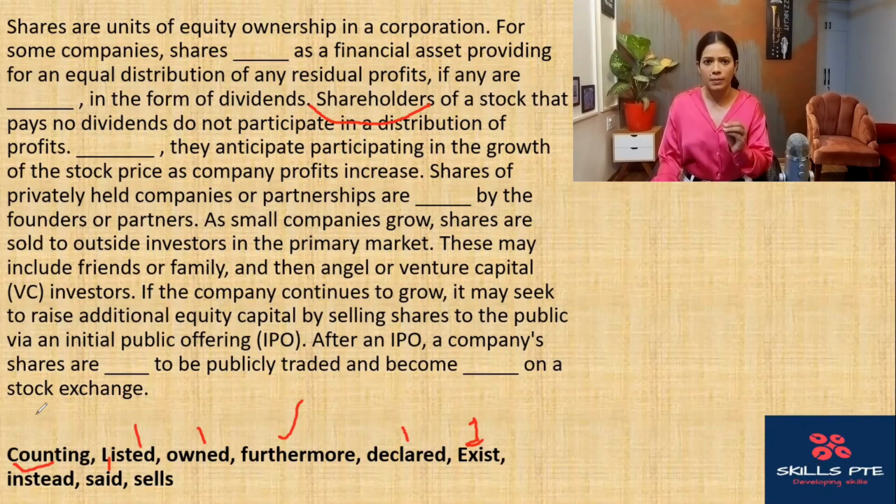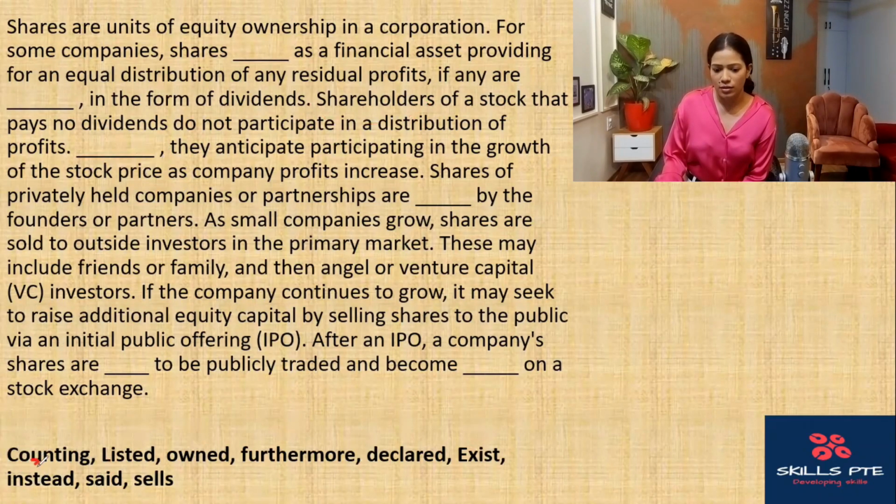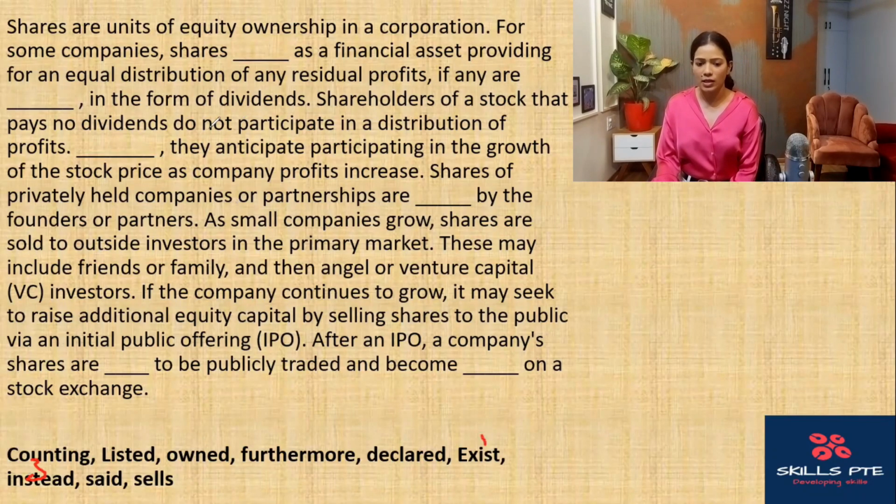For example, he is not eating meat for the proteins, but instead he's eating tofu. You don't say furthermore he's eating tofu, right? Same way, here you have the option already, instead. So your third option is instead. The first one you have is exist, the second one we kept as it is. And I'm going to move to the fourth blank now.